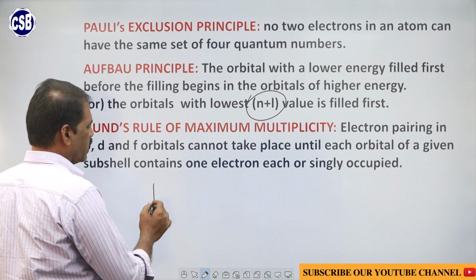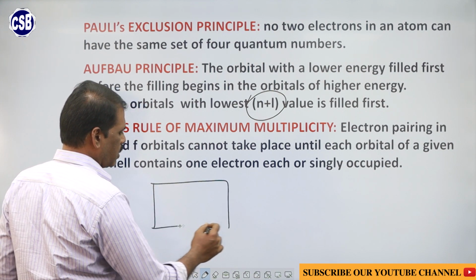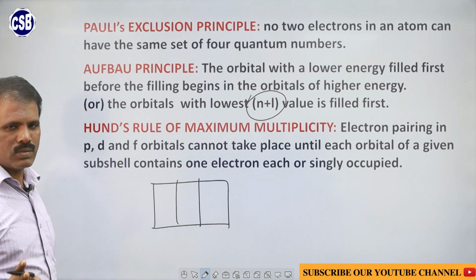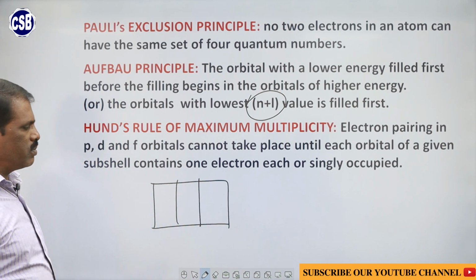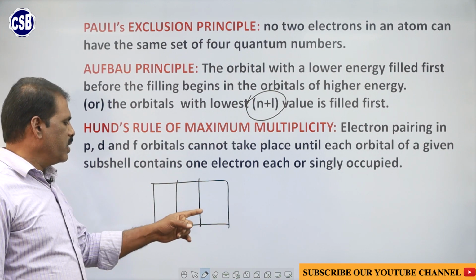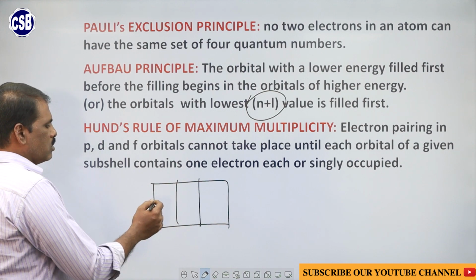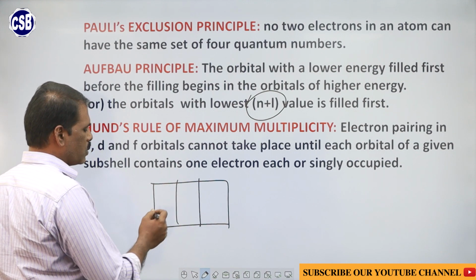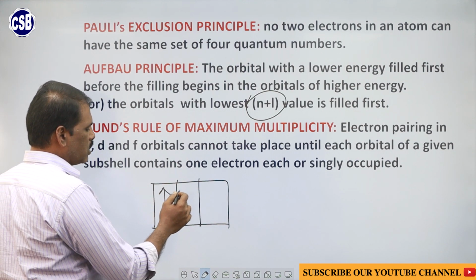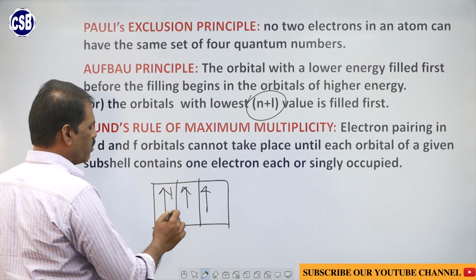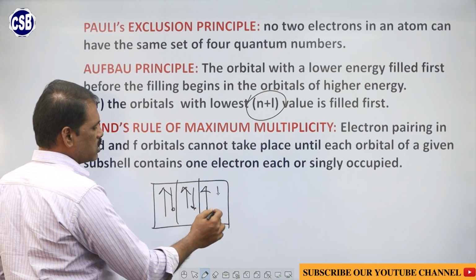For example, if you take p orbital, there are 3 p orbitals. In each orbital 2 electrons can be there, so in p orbital totally 6 electrons can be there. So how will the electrons be filling up? Once all the 3 orbitals are singly occupied, only then will the pairing take place. So this is Hund's rule.